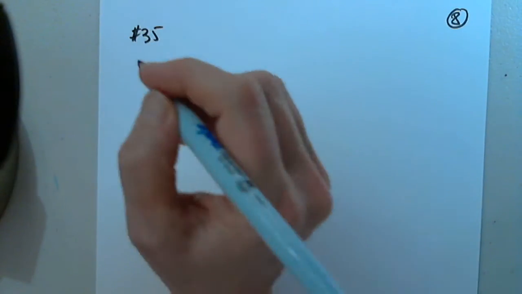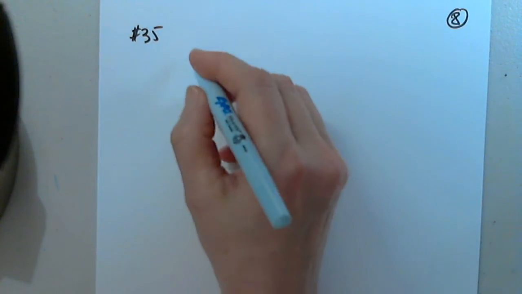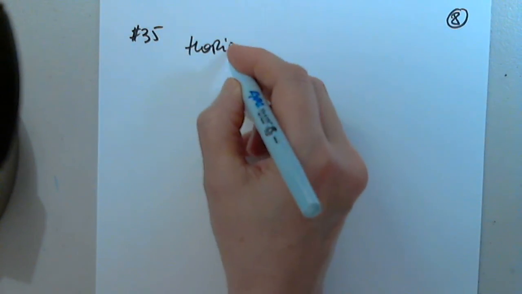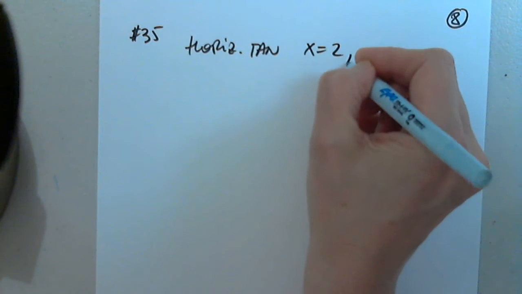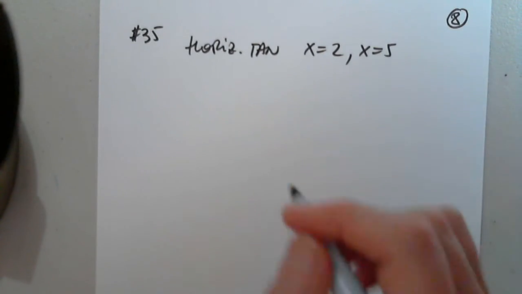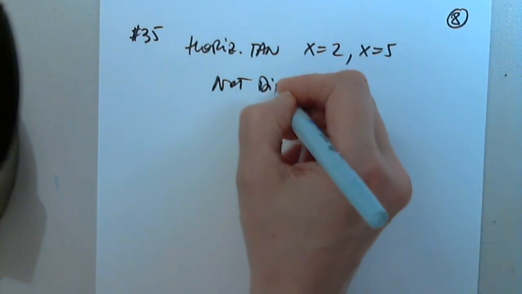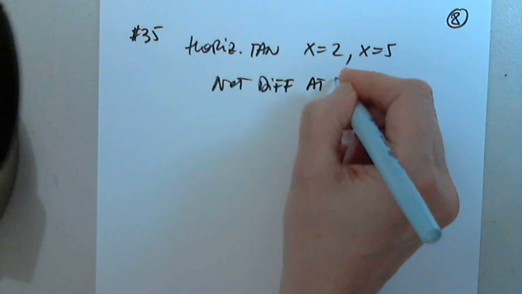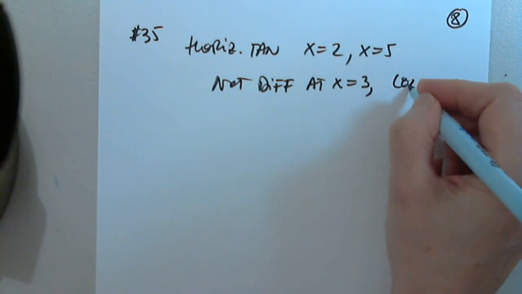Number 35. Draw a graph that has horizontal tangent lines at x equals 2 and x equals 5, and is continuous but not differentiable at x equals 3. Not differentiable at x equals 3, but continuous.